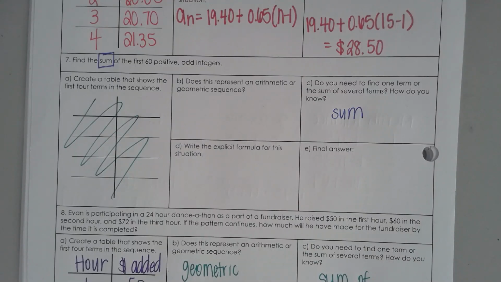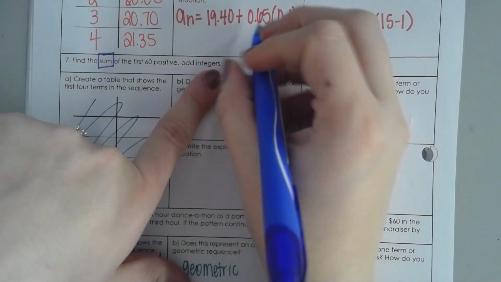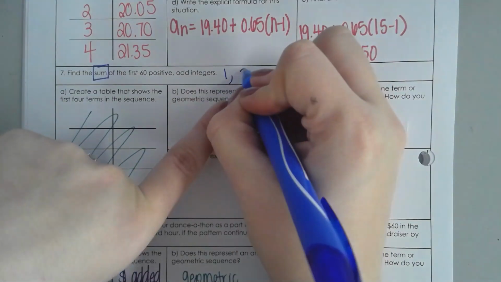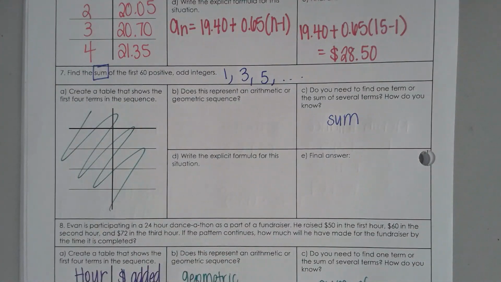Do you know, first of all, what an integer is? It's a whole number. Okay. So do you know what it means for a number to be positive? Above 0, like it's not negative. And then you know what an odd number is? Yeah. So let's list out the first few positive odd numbers. What's the first positive odd number? 1. What's the next one? 3. And so on, yeah. So we're going to add, it says find the sum of the first 60 of those. So you have your sequence, 1, 3, 5, and so on.